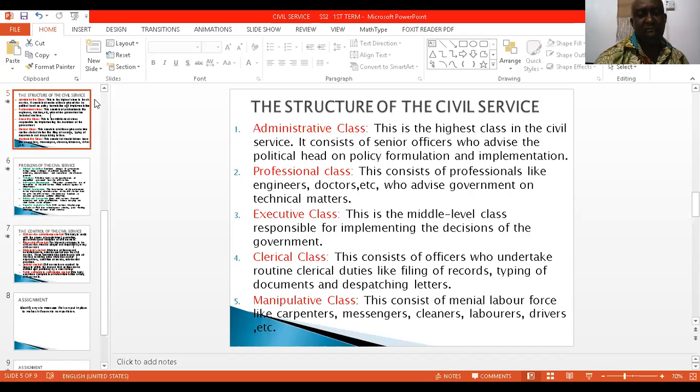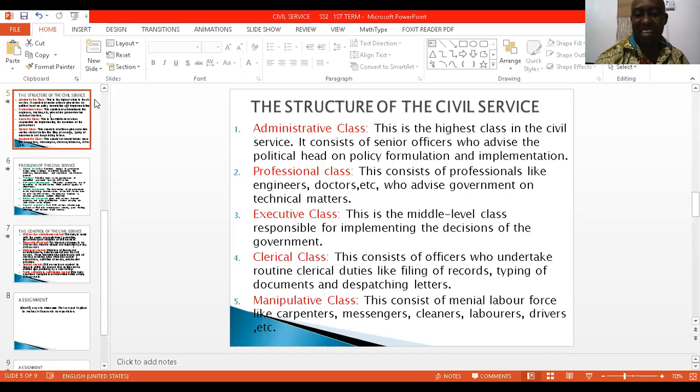We have the professional class, which consists of professionals like engineers, doctors, teachers, and so on and so forth. How many of you want to be a teacher too? Nobody wants to put anything. So nobody wants to teach. That's very nice. Think about it too. That's one of the noble professions in the world. Teaching. They teach others.